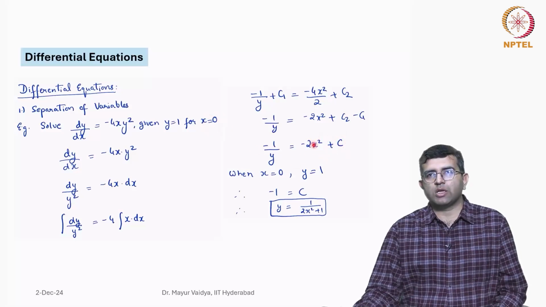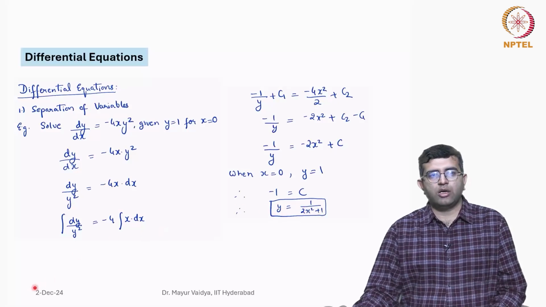To evaluate the c, we use this condition, which is x equal to 0. So, if I put x equal to 0, y is equal to 1. That means c is equal to minus 1. So, the particular solution becomes y is equal to 1 by 2x square plus 1. I hope it is clear.